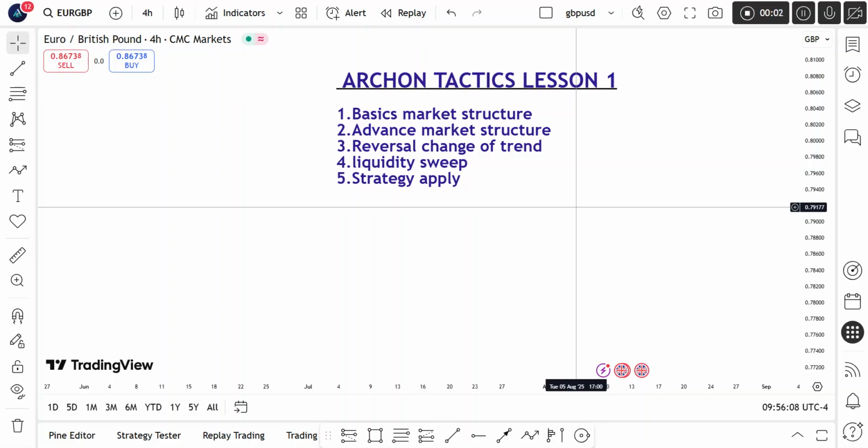Hello, what's up, everybody? This is Carl, and I'm about to show you today how this ARCHON tactile works. This is a strategy that I've been working on and testing, and seeing it work very well. We have a good percentage on it that we catch every day.